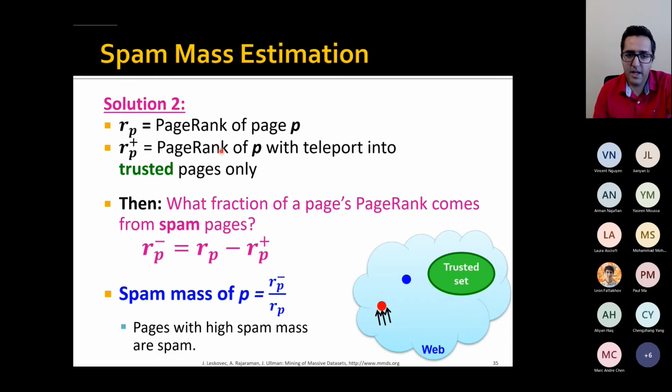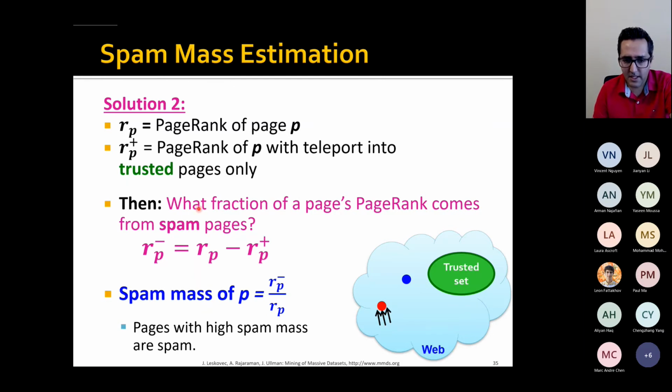Then we run PageRank, but we teleport to some trusted set, like what we just talked about. So this is like personalized PageRank, and we have a bunch of trusted nodes. Whenever we jump, we go back to one of these nodes randomly, not everywhere on the graph. We call that R sub P plus. Okay, so this is basically the trust, or the score, this particular page gets when we start only from our trusted set.